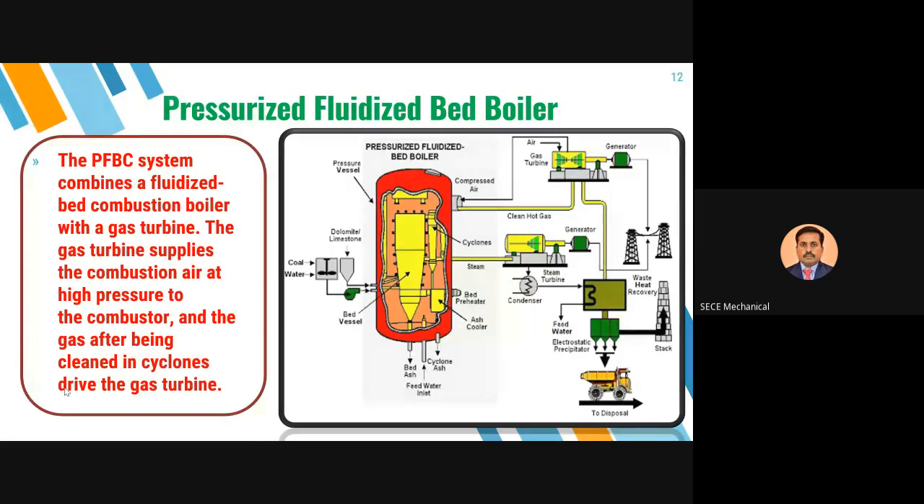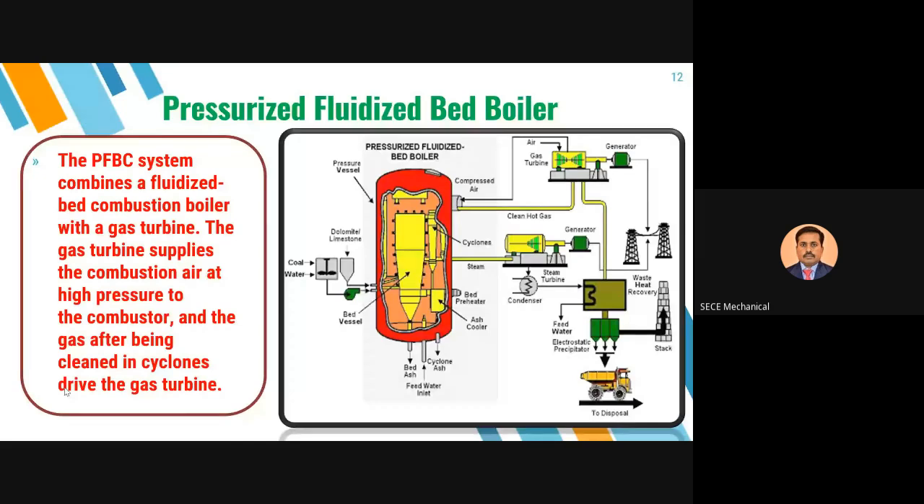So rapid combustion will be achieved. That is the concept of fluid bed combustion. But here, the difference is that a gas turbine is used to supply the combustion air. So to supply heated air in the furnace area, we are introducing a gas turbine. So an additional gas turbine is attached to the furnace. With the help of that, highly compressed air will be passed to the furnace area. With the help of that, a forced effect takes place.